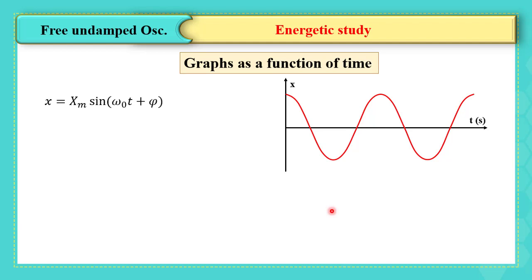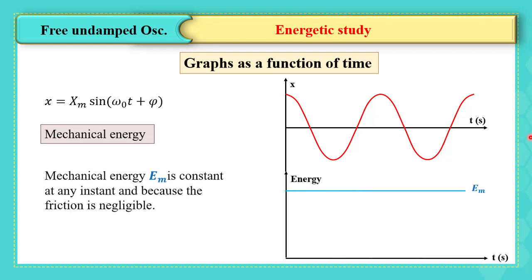Now, in the study of energy as a function of time, remember in the whole study that x equals xm sin(omega 0 t plus phi), and it is represented as a sinusoidal function that varies between the positive and the negative values. Let's start with the mechanical energy. We are through with the idea that mechanical energy is conserved. And mechanical energy is conserved, it means that it is constant at any time. And because the friction is negligible, then it is represented as a straight line.